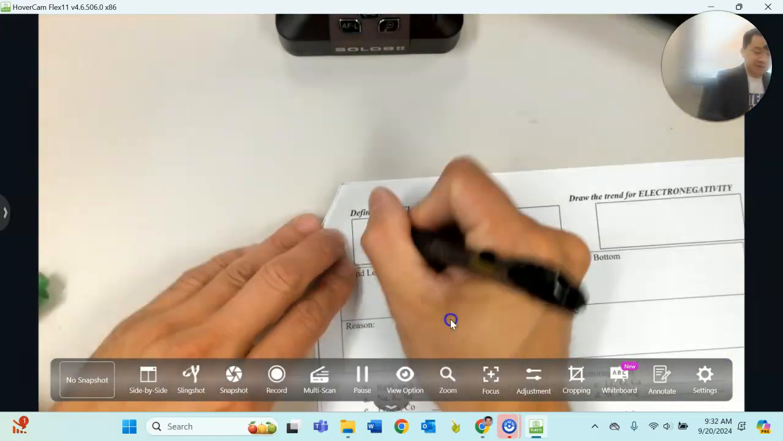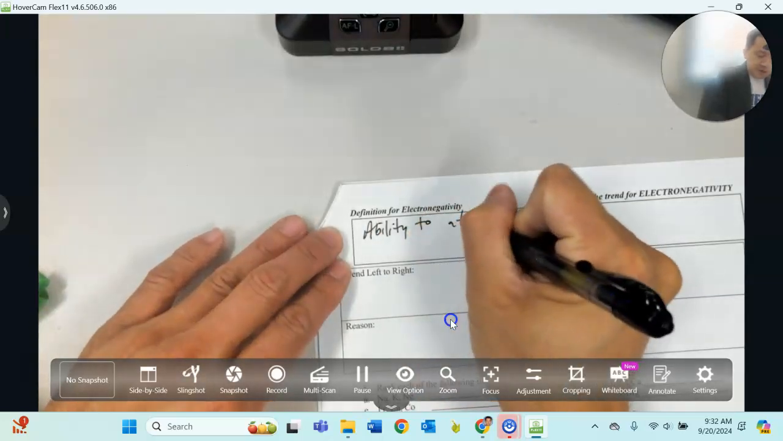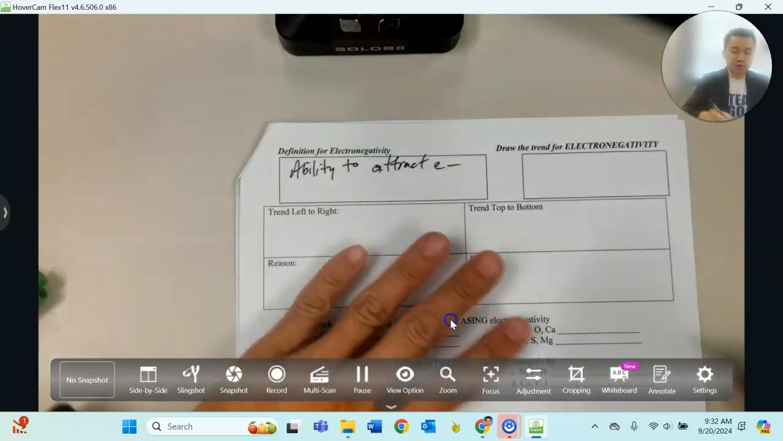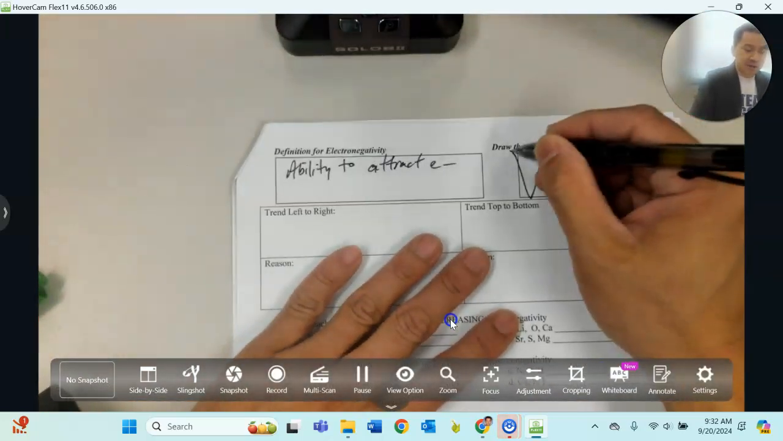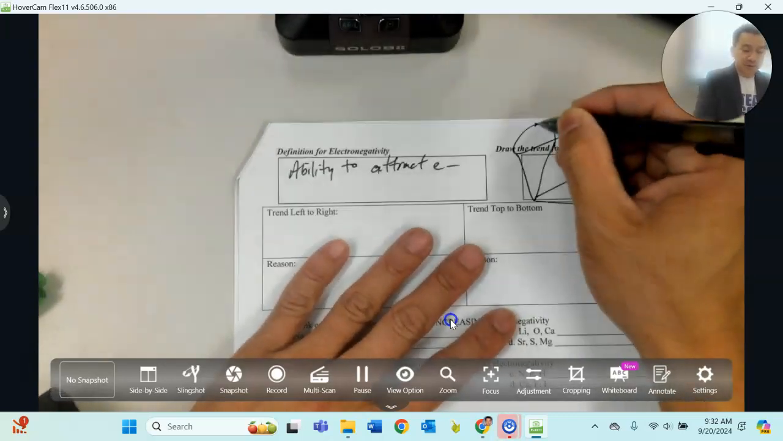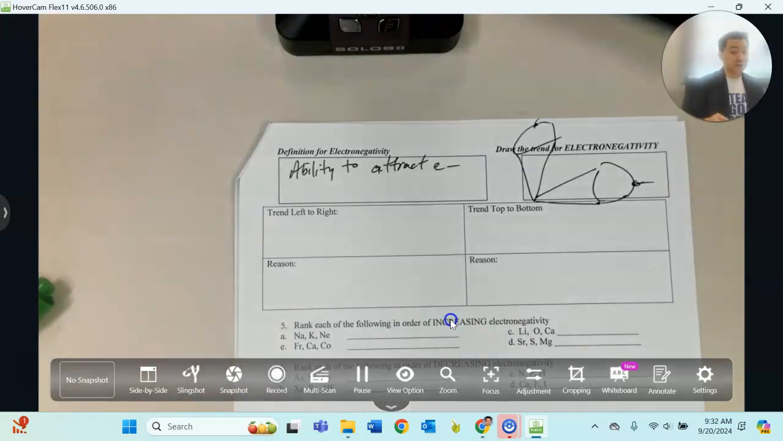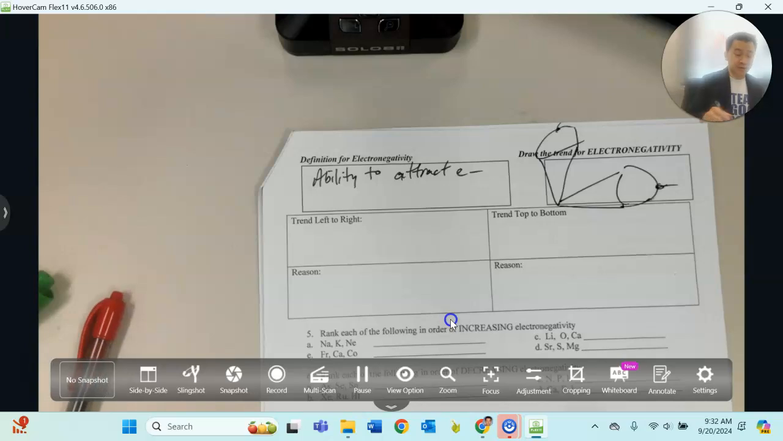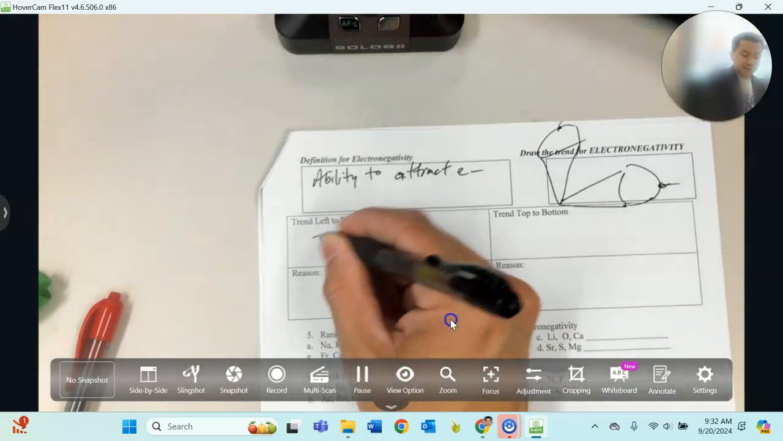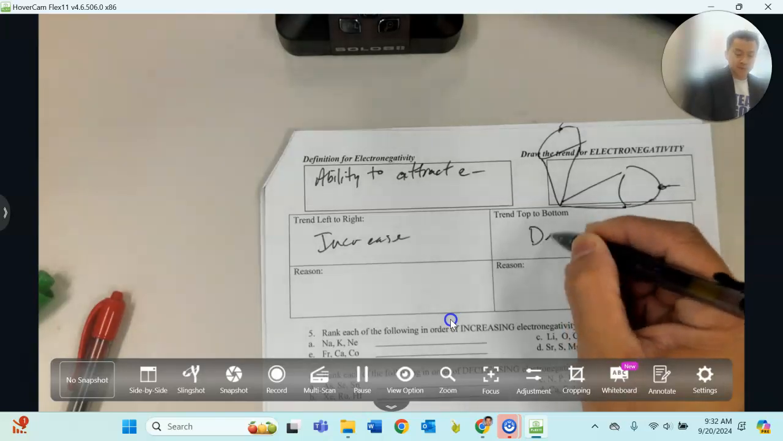Okay, electronegativity is ability to attract electrons. Okay, simple as that. And it's going to be the same trend as your ionization energy, so you can draw the ice cream cone for both of them. Okay, ice cream cone is for electronegativity and ionization energy. The snowman was for the size, for the radius. So left to right, increase. Top to bottom, decrease.